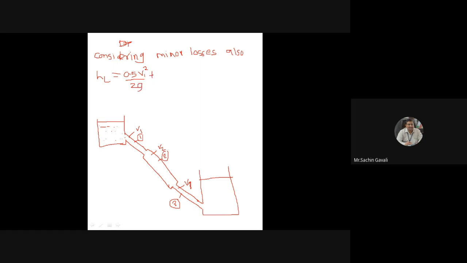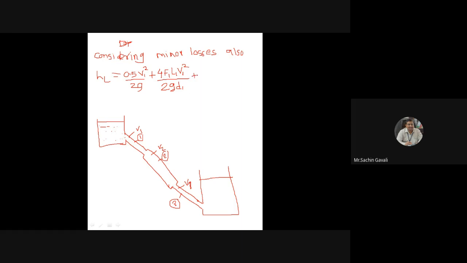Plus, always we have to consider minor losses as well as major loss also. In the first pipe, what is the first major loss? 4 F1 L1 V1 square divided by 2G D1.